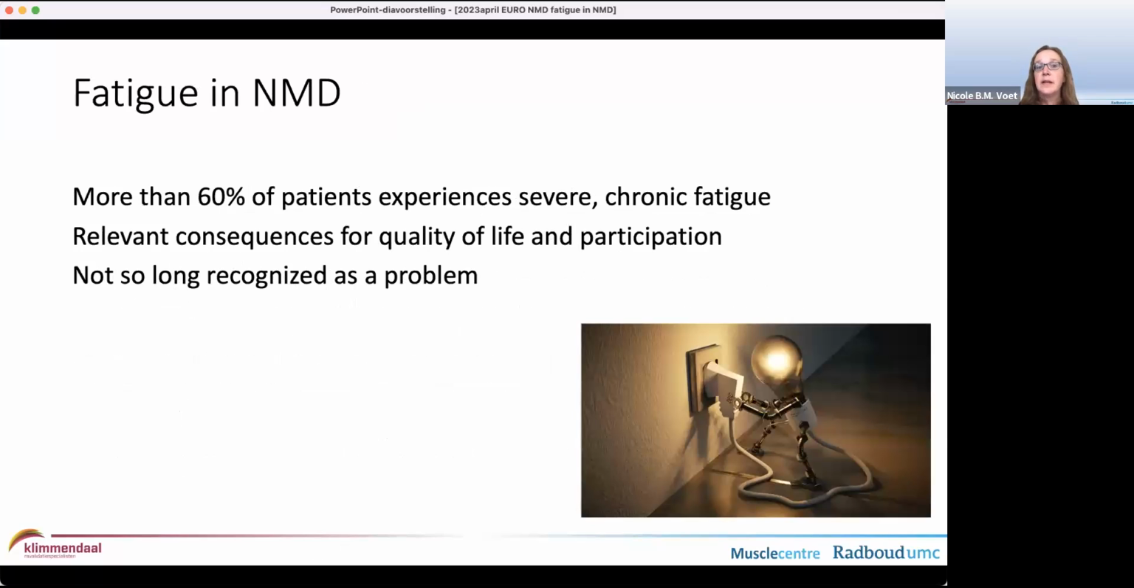Fatigue in NMD is a frequent but also a relevant problem. More than 60% of patients with NMD experience severe and chronic fatigue. And it has relevant consequences for their quality of life and their social participation. Not so long ago, it was not recognized as a problem. But fortunately, we now recognize it as a problem, and we have a solution for it.